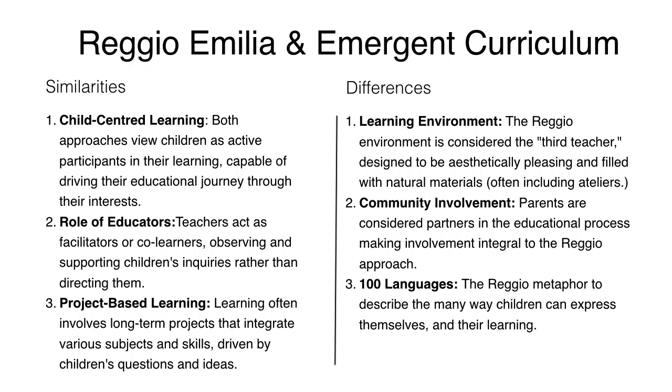The 100 languages is very different as well because the Reggio Emilia approach really focuses on that metaphor for allowing children to express themselves. And it's expressing themselves in a variety of different ways. It's verbal, it's through art, it's through expression, their exploration, their interests. It really is a variety of ways that children can express themselves, which Malaguzzi calls the 100 languages. The Reggio Emilia approach is widely recognized as an example of emergent curriculum, and this is why they have several similarities as well.